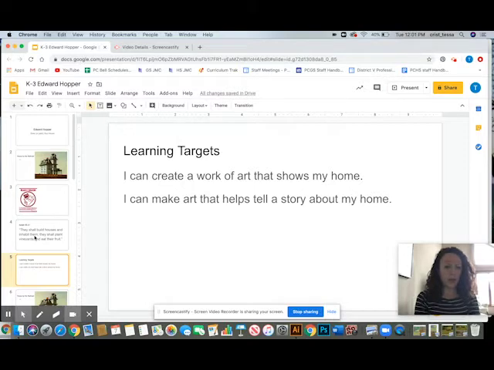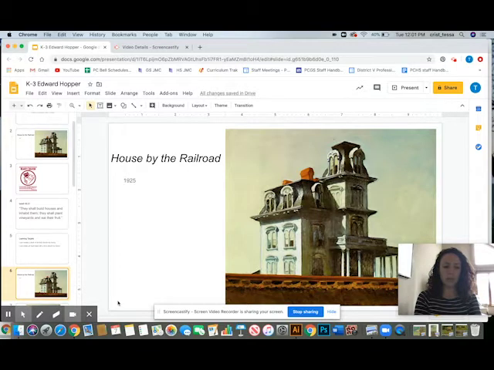Here are our learning targets. It says, I can create a work of art that shows my home. And then 2 is, I can make art that helps tell a story about my home. So let's look at some artwork that will make more sense of how you can tell a story.